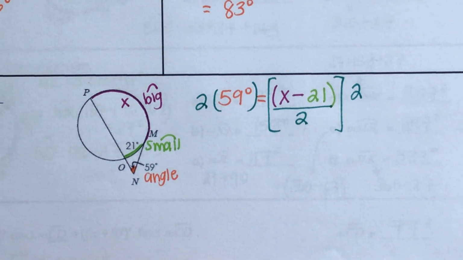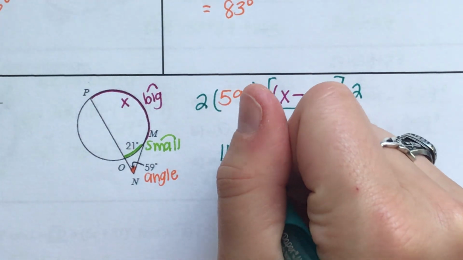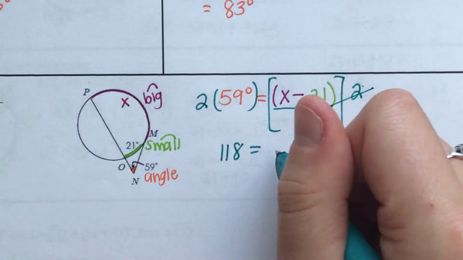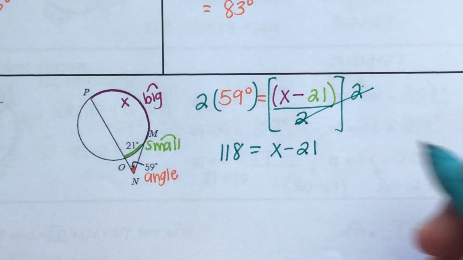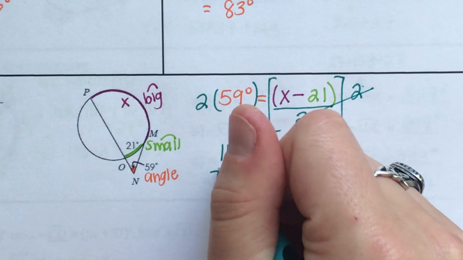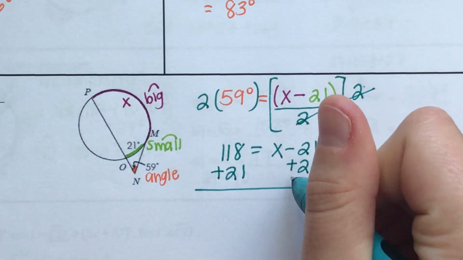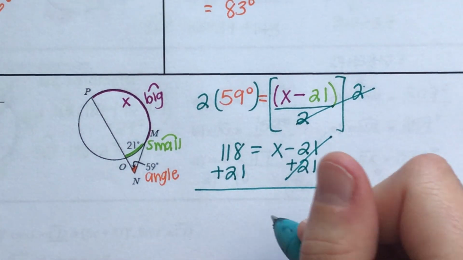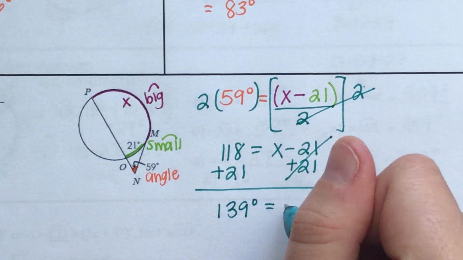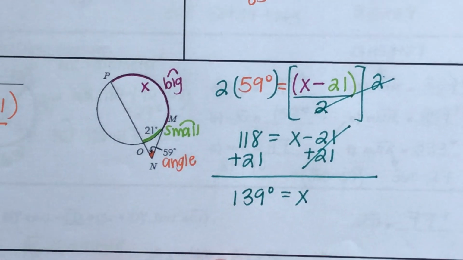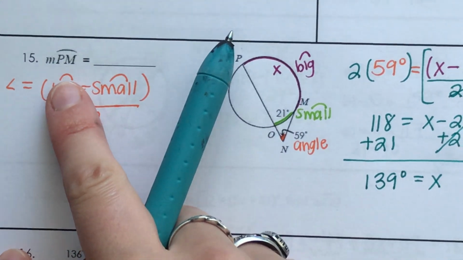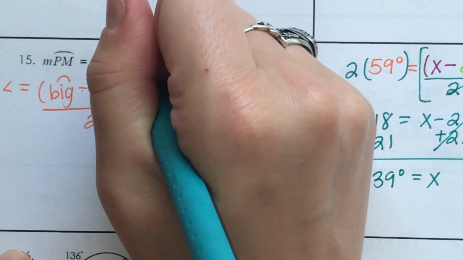So 2 times 59 is 118. My 2's over here will cancel. I'm left with X minus 21. Then I add the 21 to both sides. Cancels on the right. I get 139 degrees equals X. And X was my big arc. So I solved what I was looking for. The answer is 139 degrees.